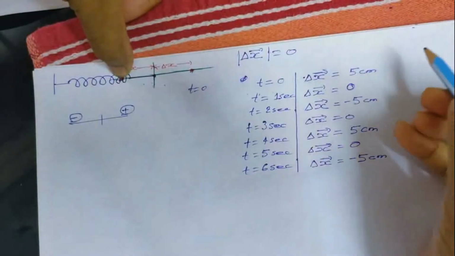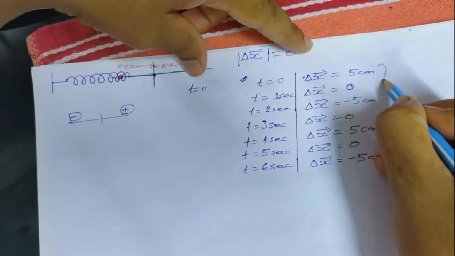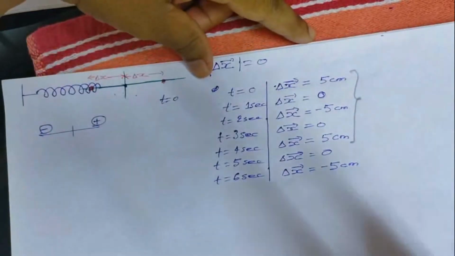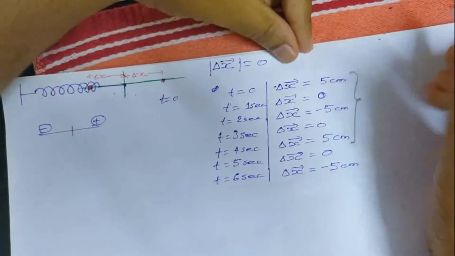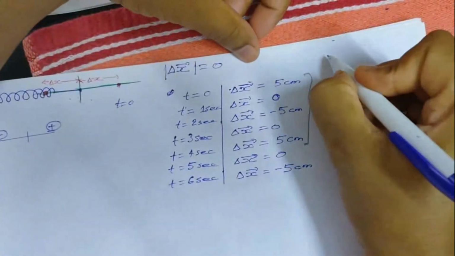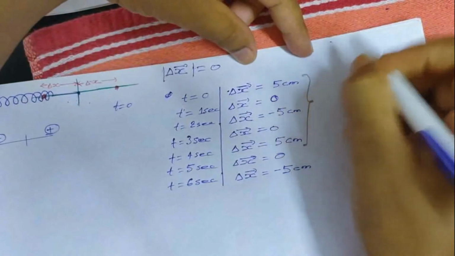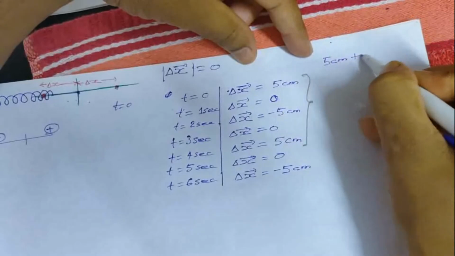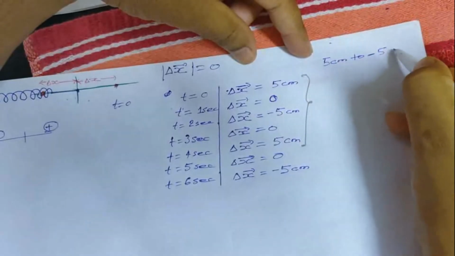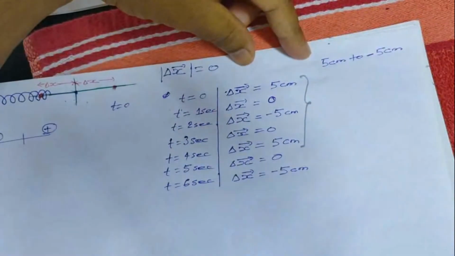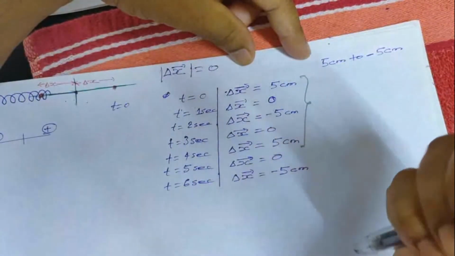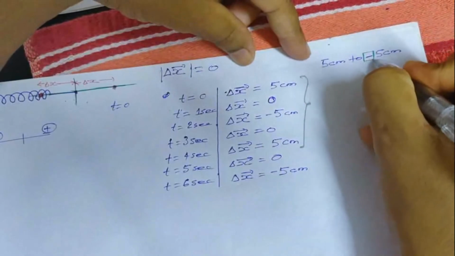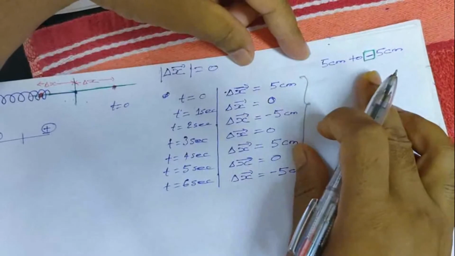So actually during the entire journey, this particular thing will keep on getting repeated. That means the displacement of the open end will keep on varying, and the range of variation will be plus 5 centimeter to minus 5 centimeter. Yeah guys, it is plus 5 centimeter to minus 5 centimeter. Just pay attention on this.